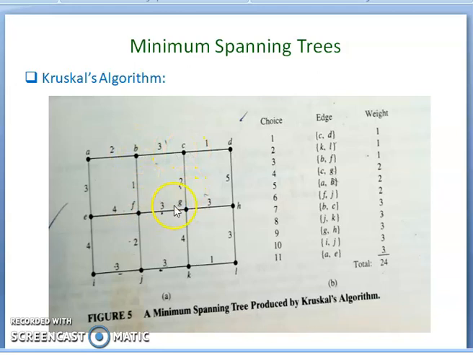If you consider FG, that forms a circuit, so don't consider FG. GH, you consider, because DH is not considered. Here LK is considered. HL is not considered yet, and GK is also not considered yet. Once you consider GH, IJ is considered.